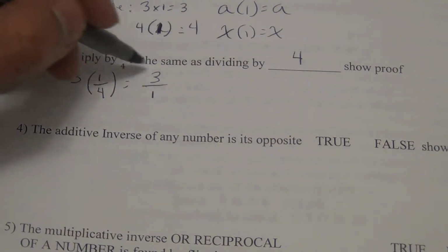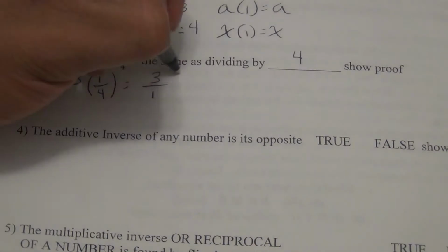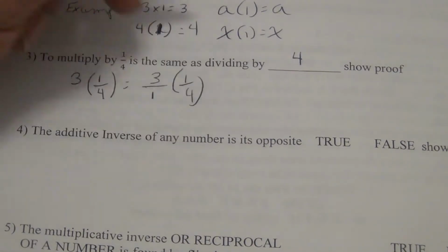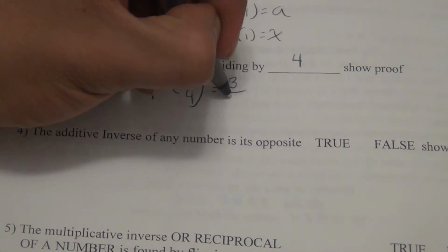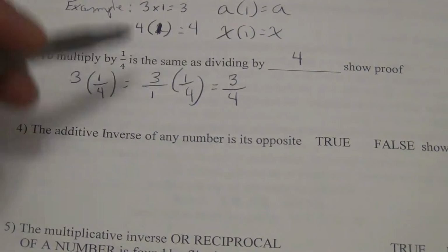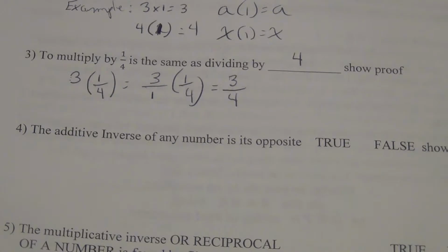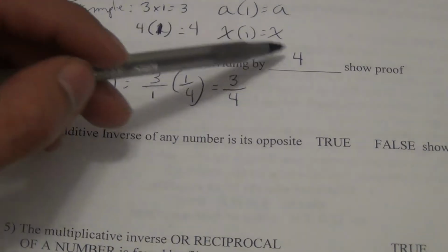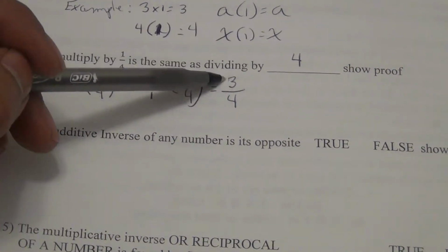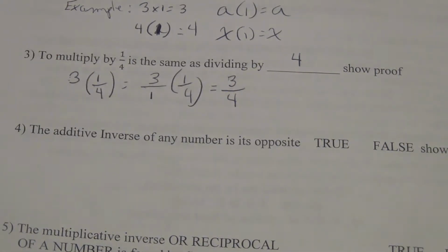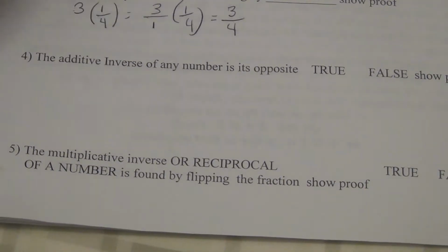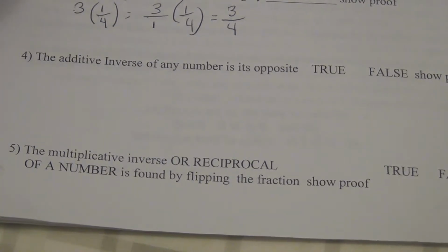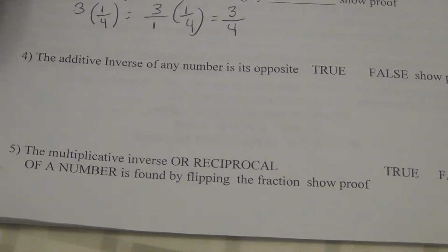So 3 is the same thing as 3 times 1, and then multiply by 1/4. When you multiply straightforward, 3 times 1 is 3, 1 times 4 is 4. You see? So it is the same thing as dividing by 4, because 3/4 is the same thing as 3 divided by 4. Okay, we've been through this, so right now you should already have been exposed to the explanation.